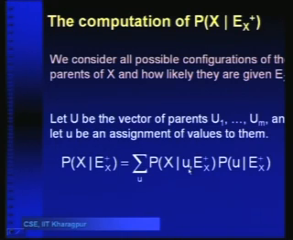So suppose I have parents U1, U2, U3. This is getting broken down into U1, U2, U3, U1 bar, U2, U3, U1, U2 bar, U3 and so on, for each of those cases, and then we have the probability of that case given Ex plus.